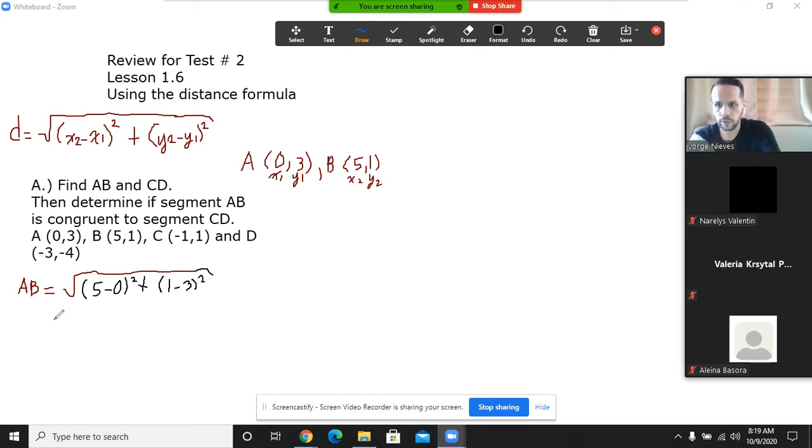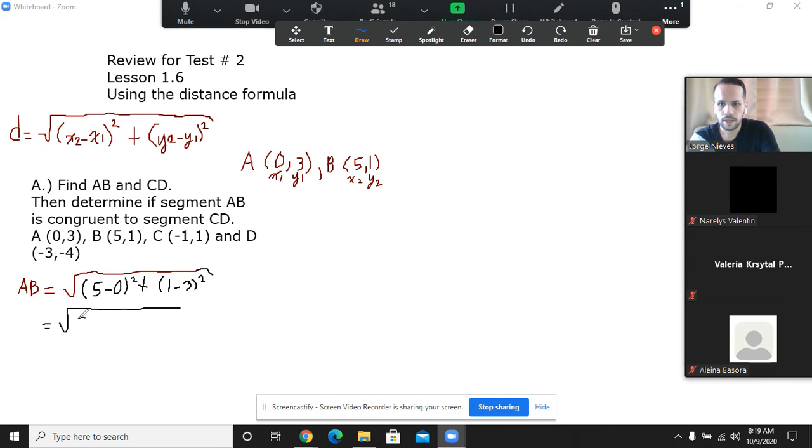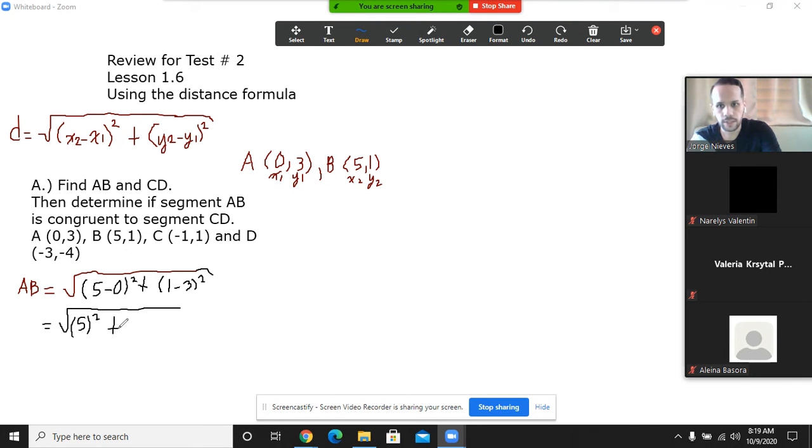Okay, so we're gonna continue doing the problem. The first parenthesis is gonna be 5 minus 0, which is 5, and we got to evaluate that squared. And in the other part we got 1 minus 3, that is negative 2. So negative 2 squared, we're gonna evaluate now.